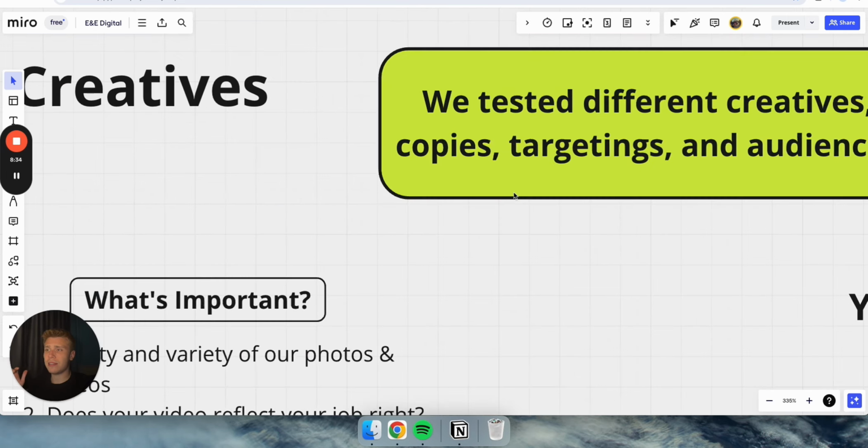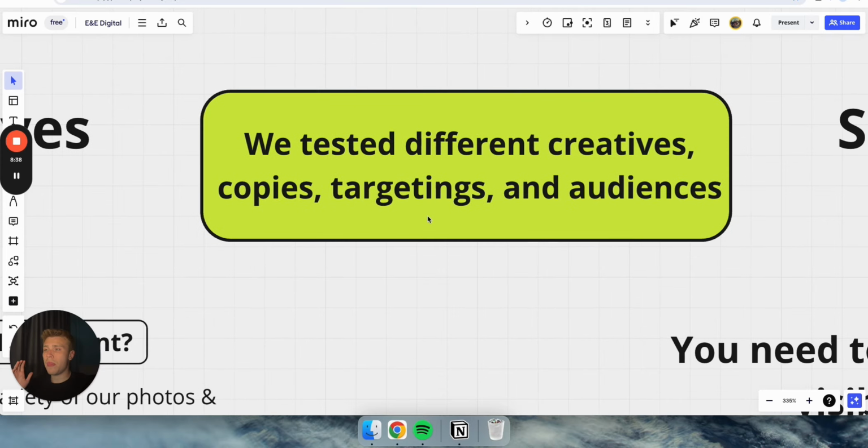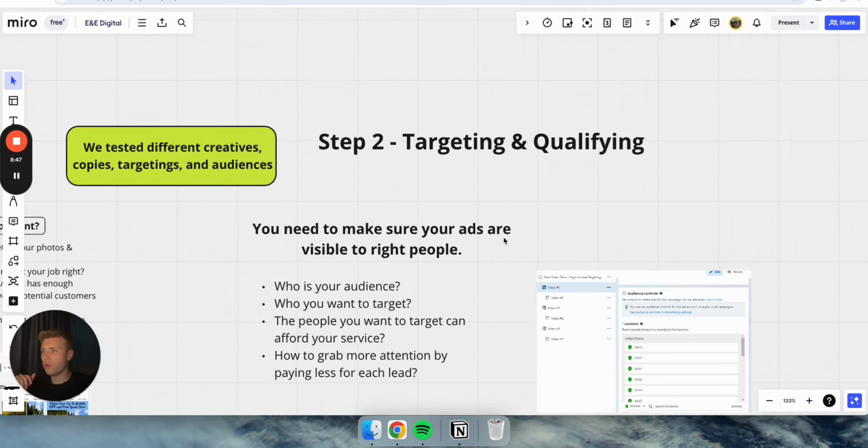I can say, as you see here, we tested different creatives and copies, and targeting and audiences belong here, but we also made a ton of tests for them too. And I think we can just move to step 2.